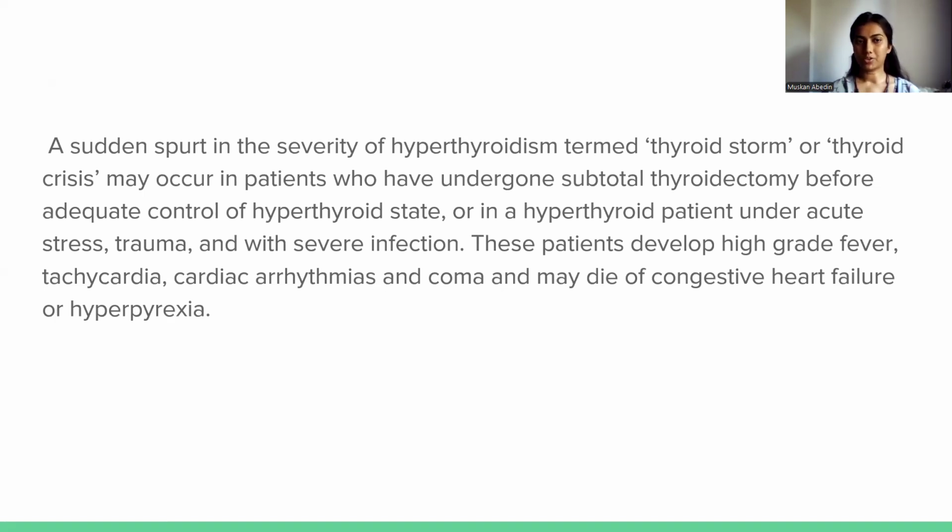There can be a sudden spurt or sudden increase in severity of hyperthyroidism, which is known as thyroid storm or thyroid crisis, if the patient has undergone some type of surgery like subtotal thyroidectomy, in which a part of the thyroid will be removed, before adequate control of the hyperthyroid state, or in a hyperthyroid patient under acute stress, trauma, or with infection. These patients develop high-grade fever, tachycardia, cardiac arrhythmias, and coma, and may die of congestive heart failure or hyperpyrexia.